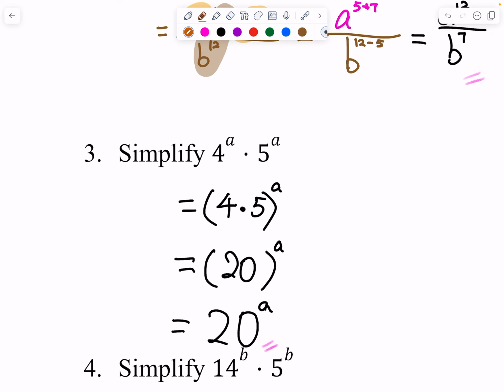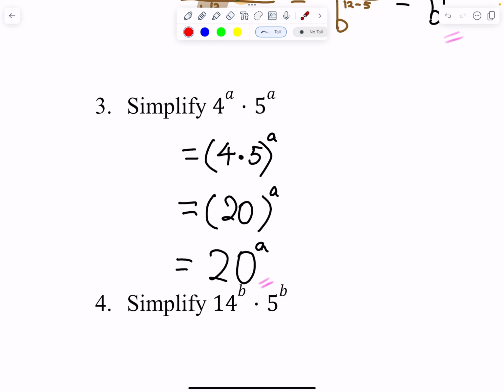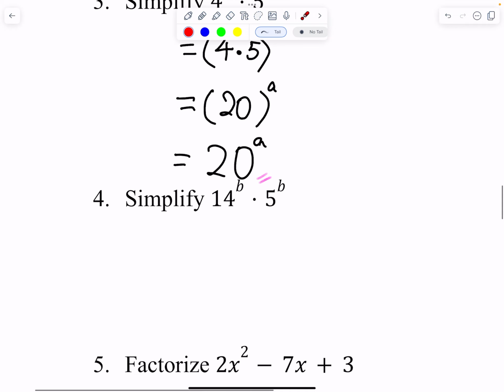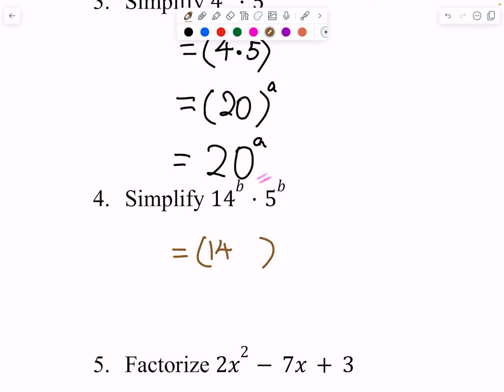Same goes for the next one. I'm giving you 20 seconds to deal with it. If you have the same powers, take it out, and do whatever is left with the rest. Same for here. Only for times and division can you do this. See here again, there's a times relation in the middle and the powers are the same, so you can take it out and leave 14 times 5.